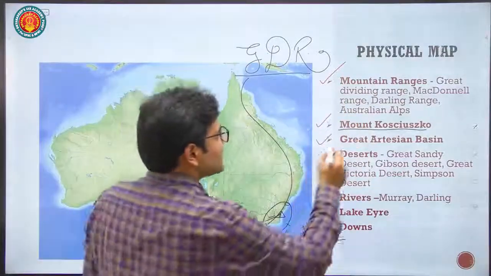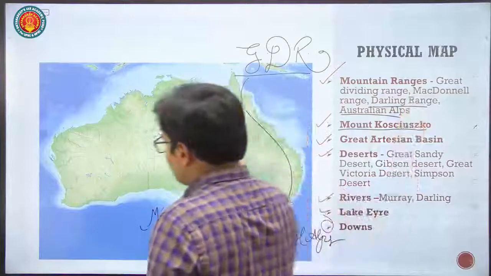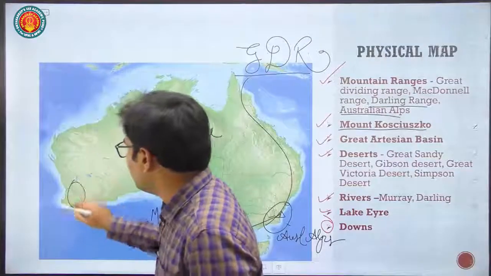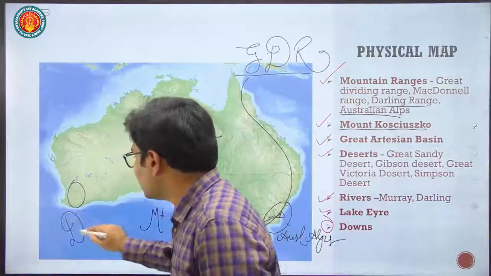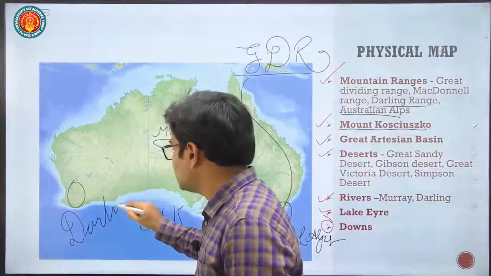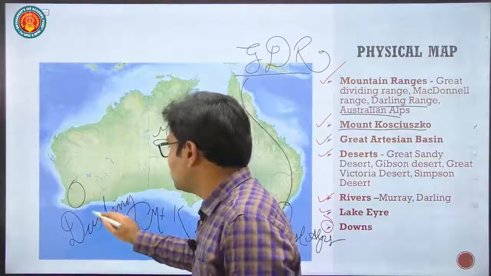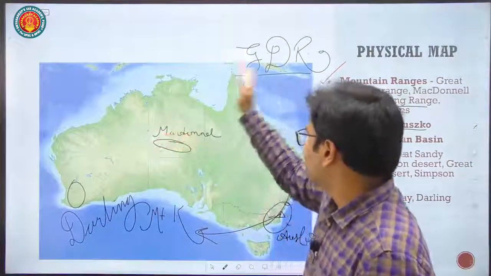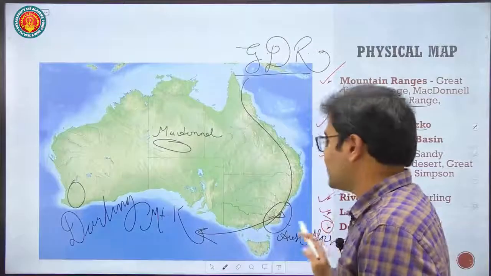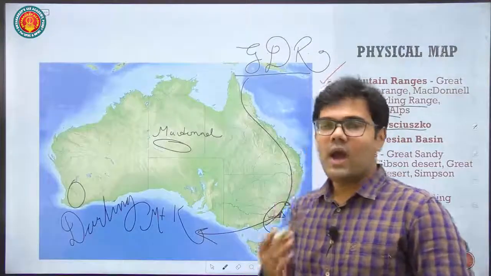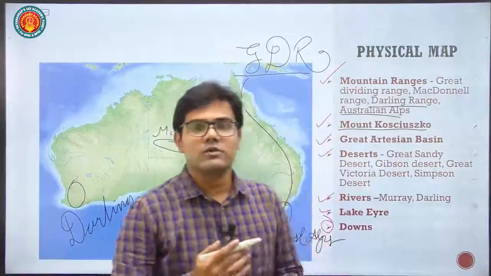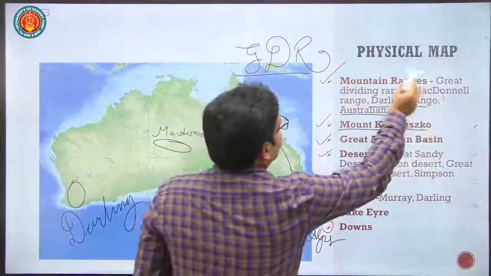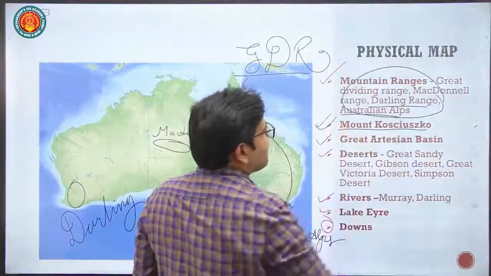Then we covered Australian Alps, Darling Range. In the extreme southwest direction, somewhere here we have a mountain range called Darling Mountains. Then Darling Mountain Range, McDonnell Mountain Range, Great Dividing Range, and Australian Alps. And in the Australian Alps, we have the highest peak of Australia, that is Mount Kosciuszko. So Mount Kosciuszko is important from an exam perspective. So we covered all the mountain ranges and Mount Kosciuszko.